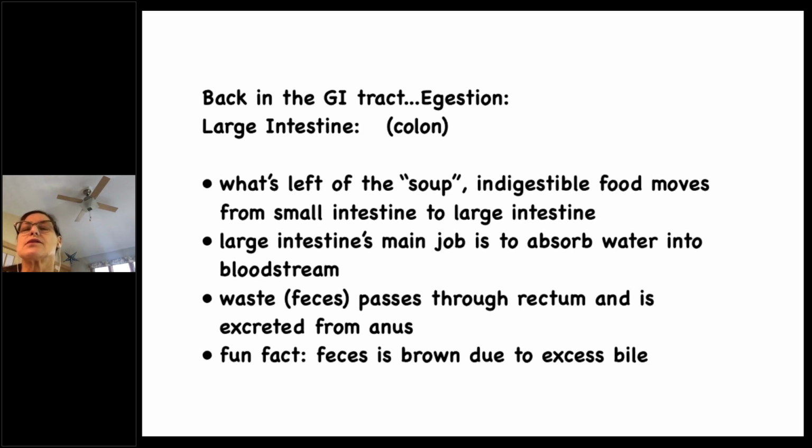Back in the gastrointestinal tract, now that we talked about the liver, that soup went through the small intestine. What's left of it, the indigestible food, moves from the small intestine to the large intestine, and its main job is to absorb water into the bloodstream. And waste, also called feces, passes through the rectum and is excreted from the anus. One of the fun facts about that is the feces is brown due to excess bile.